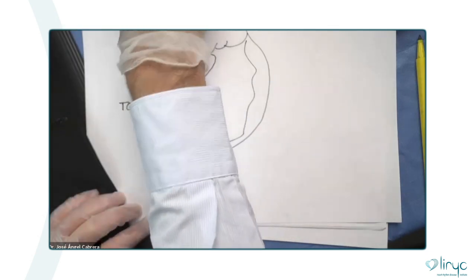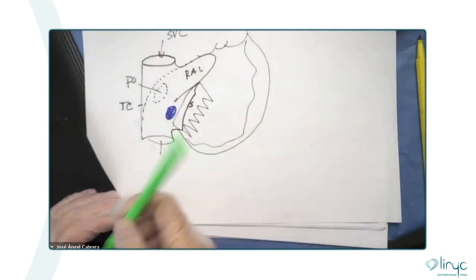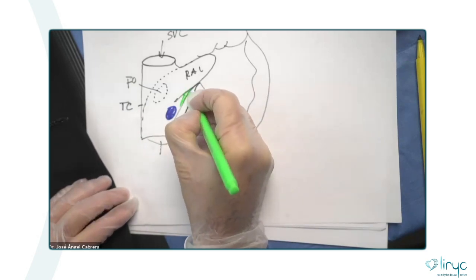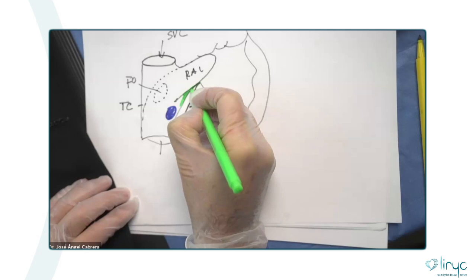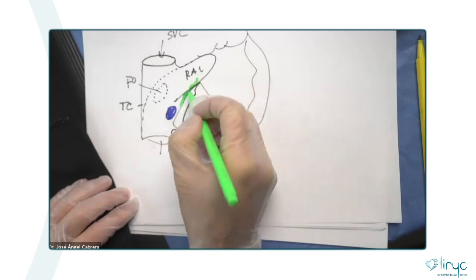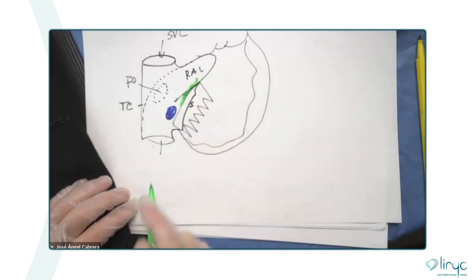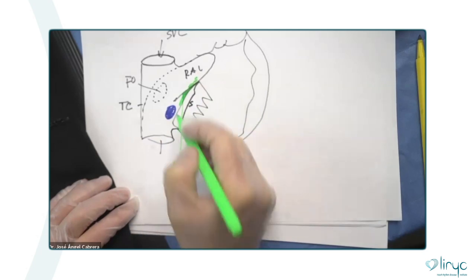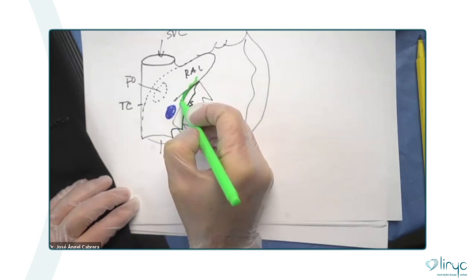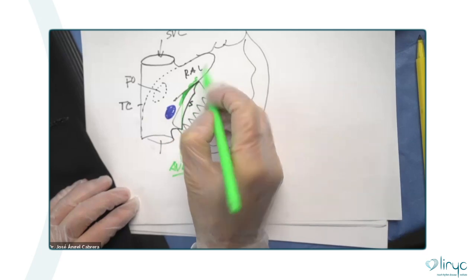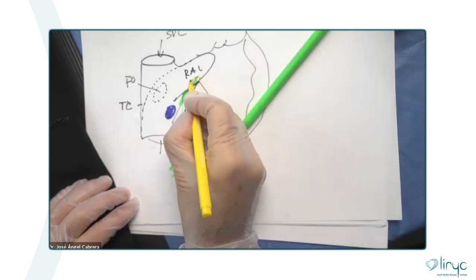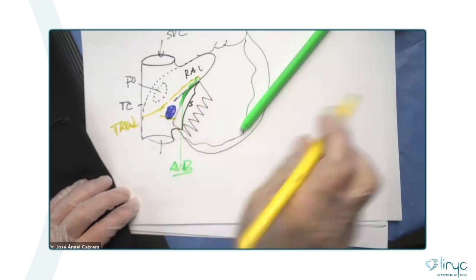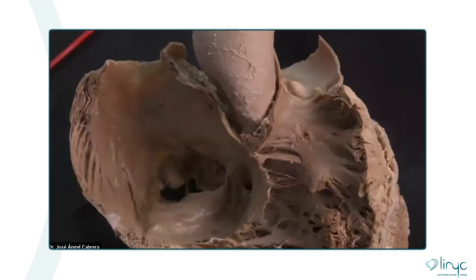And in this area of the orifice of the coronary sinus, close to the septal leaflet, you are going to have the area that corresponds to the AV bundle. This is the compact AV node and the His bundle. This is the area for which we use the term triangle of Koch. Let's identify this in the specimen.